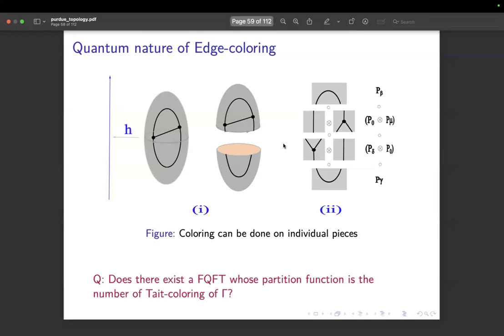So then the natural question is: does there exist a functorial quantum field theory whose partition function is the number of Tait colorings of gamma? Okay, and the answer is yes. But before that, here I want to give the reason where I got this answer from.